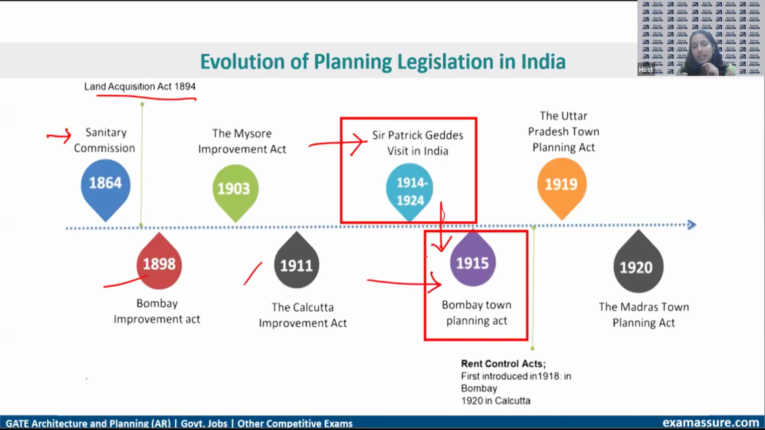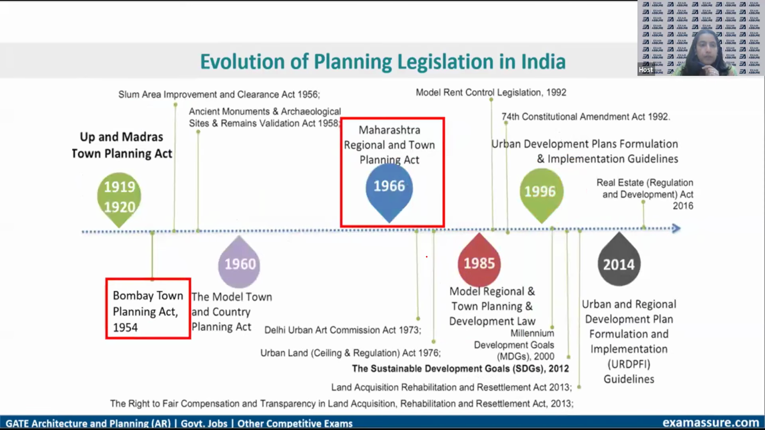And of course, after the 1915 Act, then you had the Uttar Pradesh Town Planning Act, Madras Town Planning Act coming into picture, right? The Bombay Town Planning Act of 1915 was later modified in 54, which eventually, after the 54 Act got modified, it was the MRTP or the Maharashtra Regional Town Planning Act that came into being. Now, let us just quickly go through the details of that, more important for us from the exam perspective.